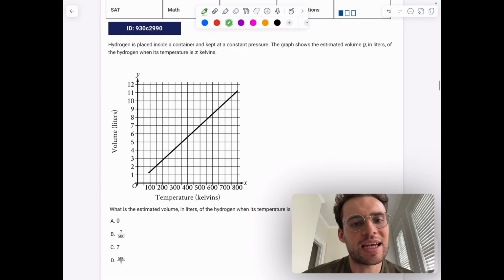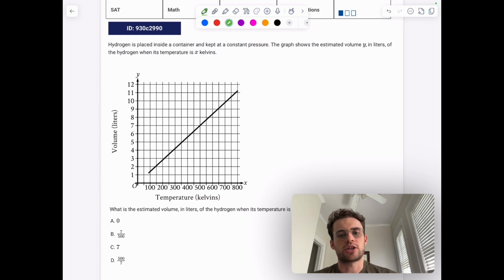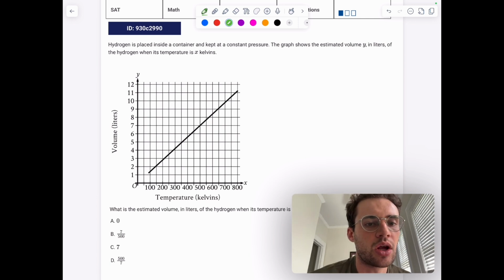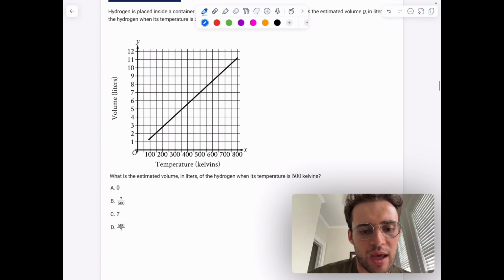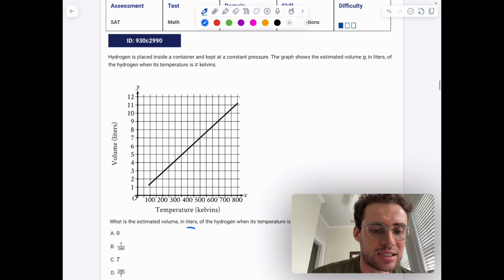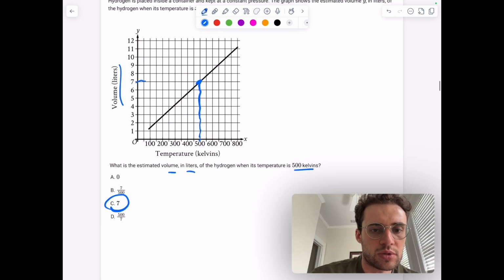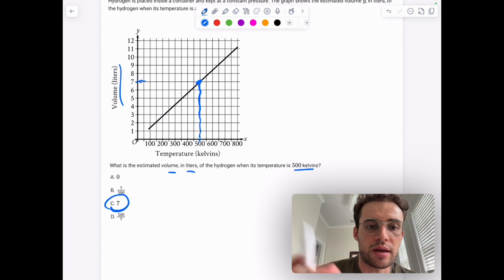Hydrogen is placed inside a container and kept at a constant pressure. The graph shows the estimated volume y in liters of the hydrogen when its temperature is x kelvins. What is the estimated volume in liters of the hydrogen when its temperature is 500 kelvins? So we just go when x is 500, that's here. And then you'd see where that crosses on the function that they have, this graph of the function, which is at 7. So 7 liters is your answer. It's all they're asking for, the estimated volume. So when x is 500, what's y? It's 7.